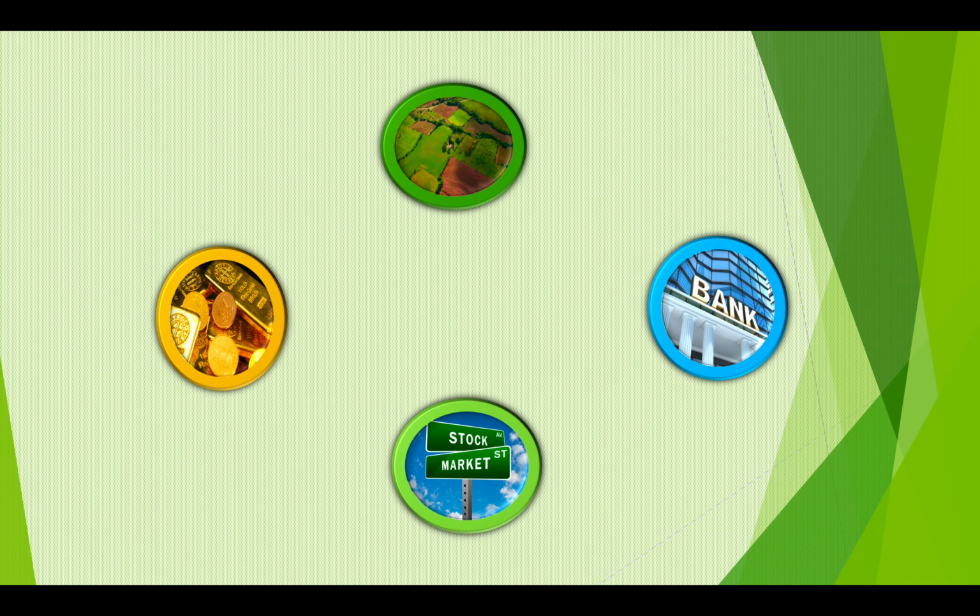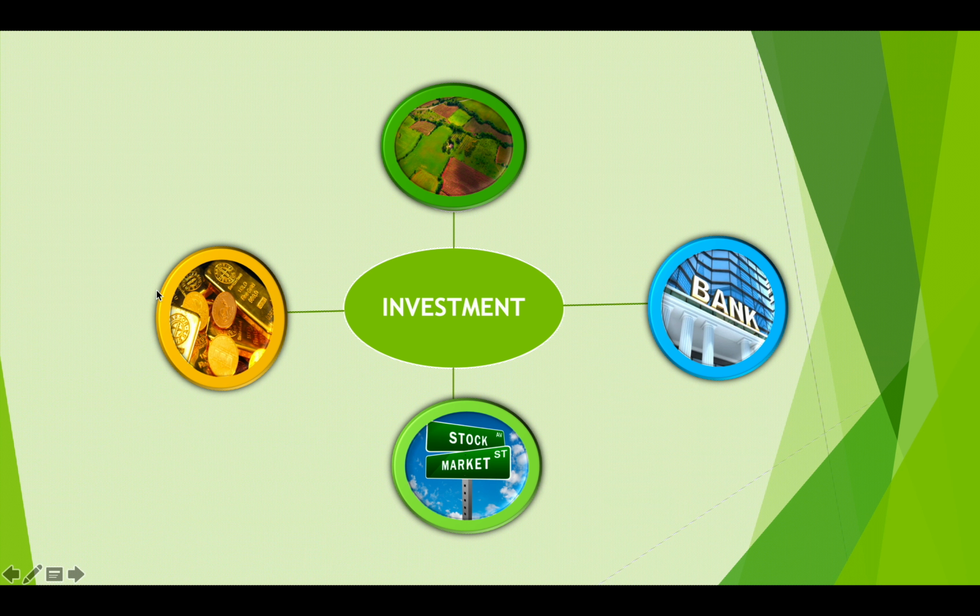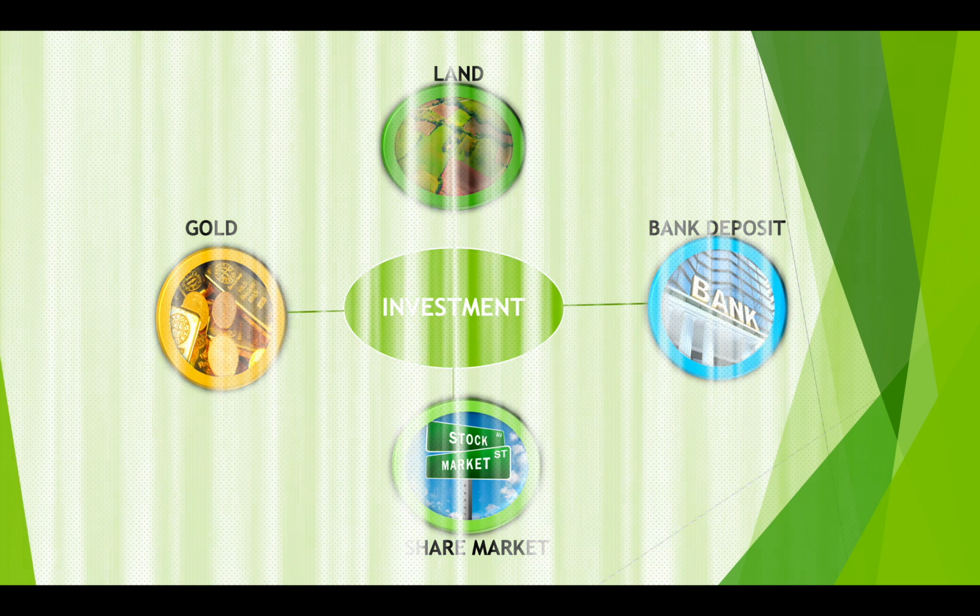Not only that, we also don't want to put all our eggs in one basket. If we put all eggs in one basket, what happens? Unfortunately, if the basket falls down, all eggs will get damaged. So, we want to invest in different ways like gold, land, shares and bank deposits also. Now, we want to invest some portion of our investment in equity shares of companies.